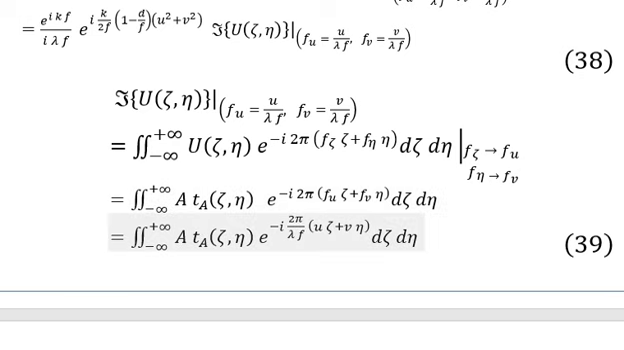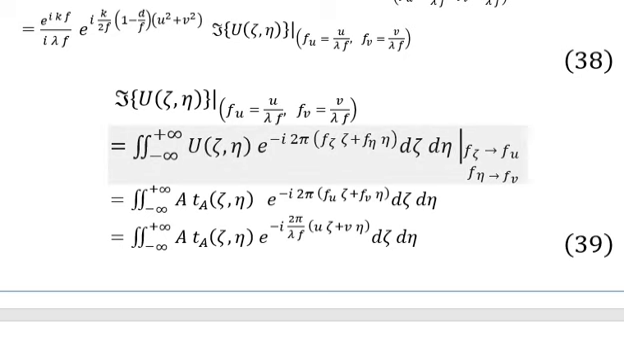by replacing fu and fv by their corresponding values in terms of the space variables, a double integral from minus infinity to plus infinity of a into ta of zeta and eta multiplied by e to the power minus iota 2 pi over lambda f multiplied by u zeta plus v eta. And then you know that the integration is with respect to d zeta and d eta.